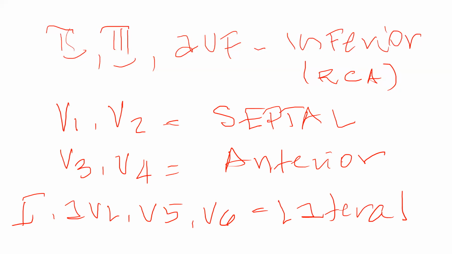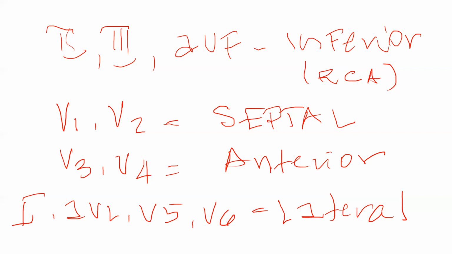Again, leads 2, 3, and AVF look at the inferior aspect of the heart. This is usually supplied by the right coronary artery. The septal, V1 and V2, is usually supplied by the left coronary artery. V3 and V4 is the anterior portion of the heart, usually supplied by the left coronary artery. And leads 1, AVL, V5, and V6 are the lateral portions of the heart, and these are usually supplied by the circumflex coronary artery. Okay?